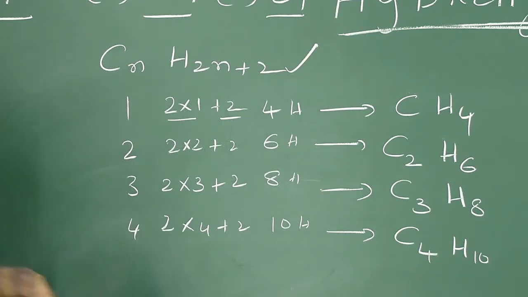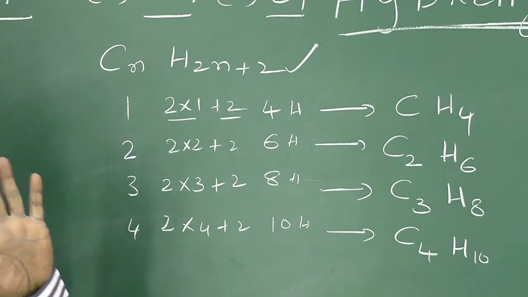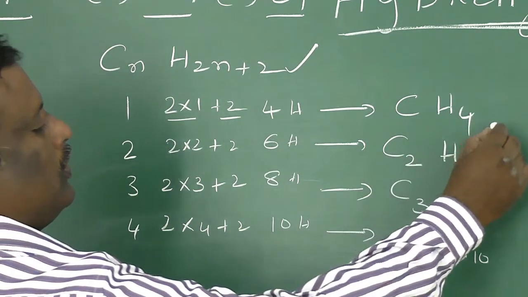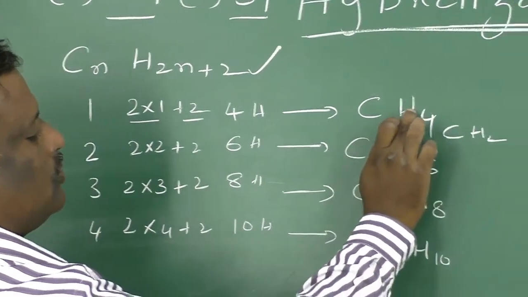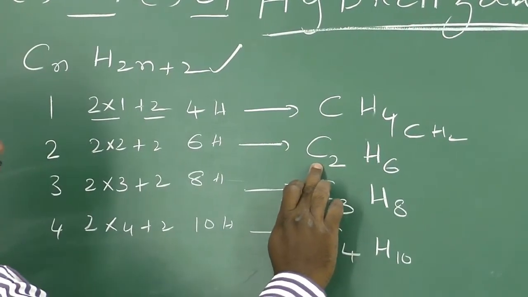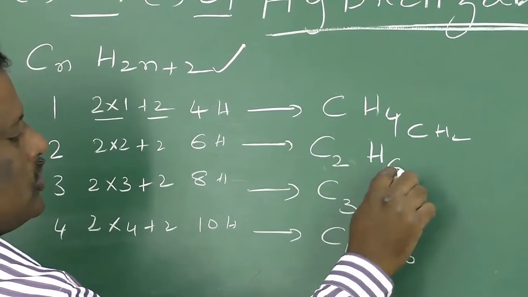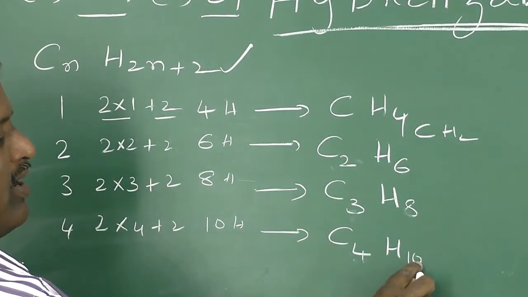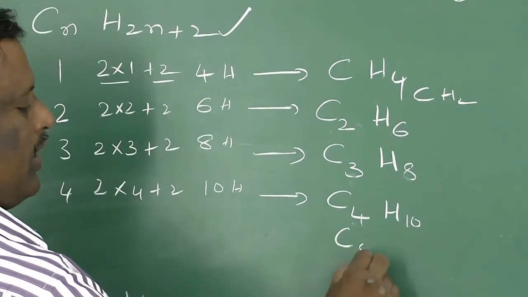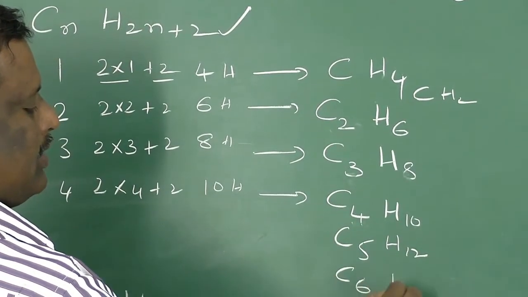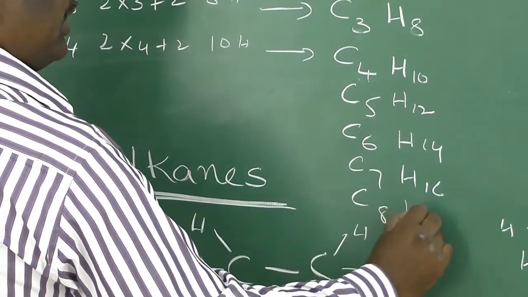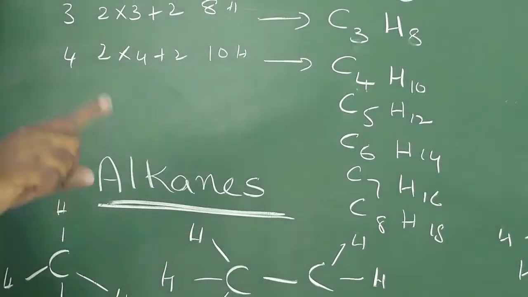A homologous series means a series of compounds having the same general formula, where adjacent compounds differ by one CH2. For example, between this compound and this compound, the difference is CH2. That means if you add CH2 to this, you will get this compound. If you add another CH2, C3H8. Another CH2, you will get the next compound, C4H10. Similarly, if you add another CH2, C5H12, C6H14, C7H16, C8H18. You just go on adding CH2 and you will get the next compound.